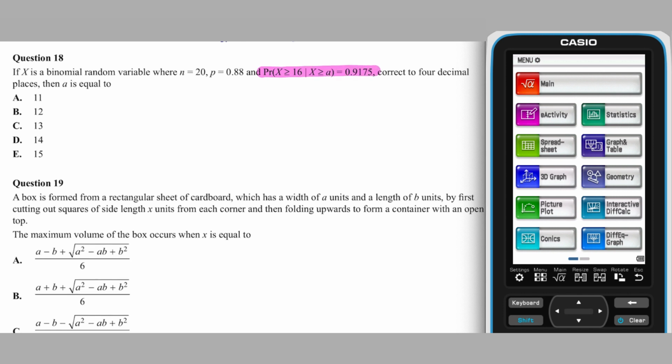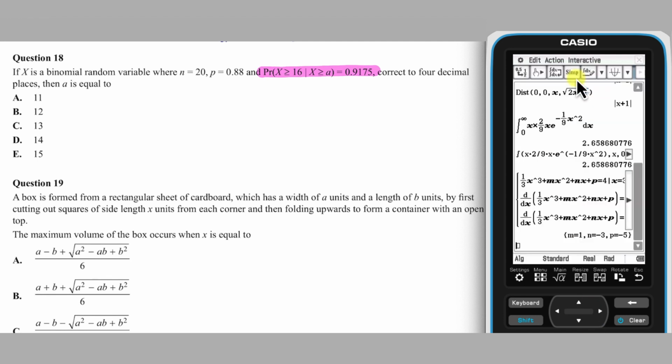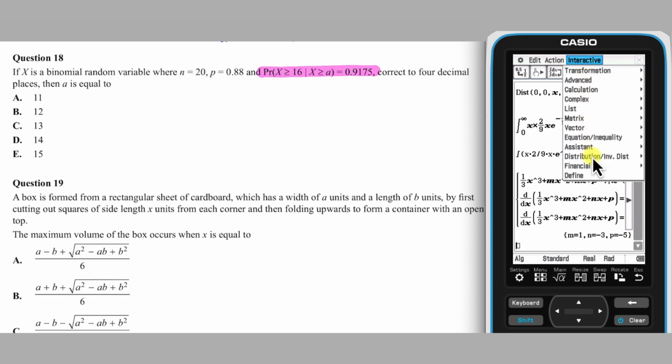To find the value of A, I'm going to implement a trial and error approach, which seems like a good option due to the multiple choice structure of the question as well as the integer nature of A. To start with, in ClassPad's main app, I will calculate the probability of x greater than or equal to 16. Do this by accessing the interactive menu and choosing the distribution option. From the discrete section, I will choose binomial CDF.